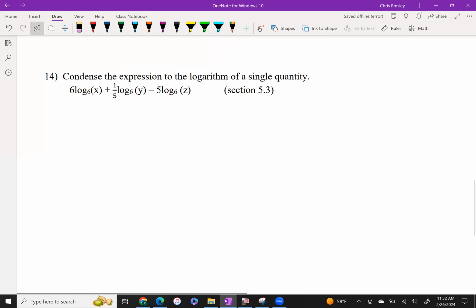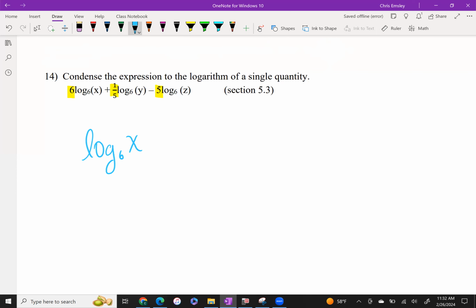Number 14, condense the expression to a logarithm of a single quantity. So we want to use our properties of logarithms to put this together into a single logarithm. Before we start condensing, we need to deal with these coefficients that are in the front. So that's the rule we're going to use first. We're going to take those coefficients and kick them up into the exponent.